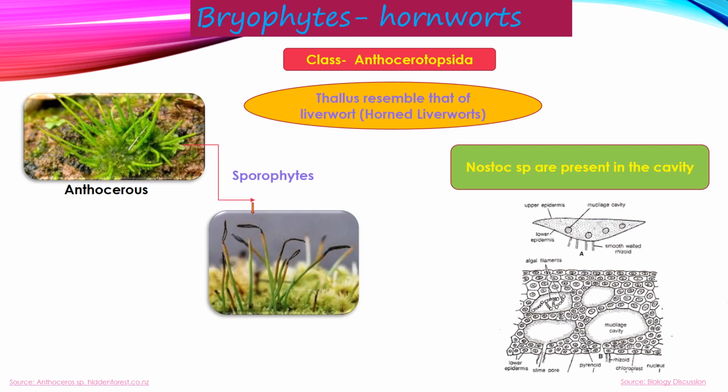In Anthoceros, there are mucilage-filled cavities. In the mucilage-filled cavity, cyanobacteria like Nostoc species are symbiotically present. This cyanobacteria supplies nitrogen to the Anthoceros, and this process is called nitrogen fixation.